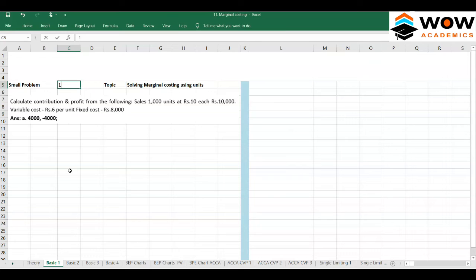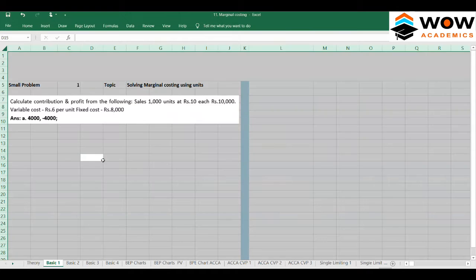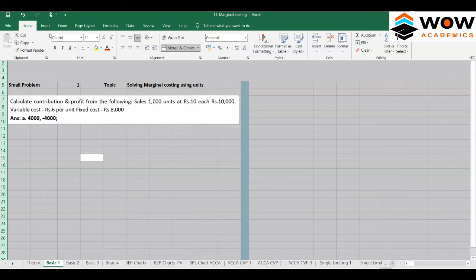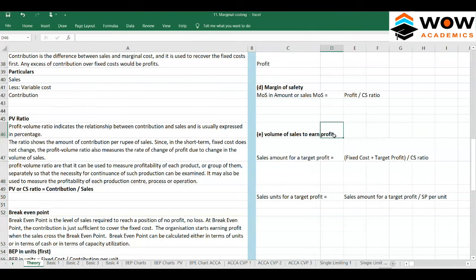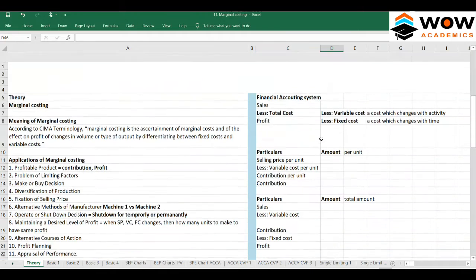Problem number 1. So the question is, calculate contribution and profit from the following. Sales is 1000 units at 10 rupees, 10,000. Variable cost is 6 rupees, fixed cost is 8,000. We can do it in two ways, the same problem. So we'll copy the format first.